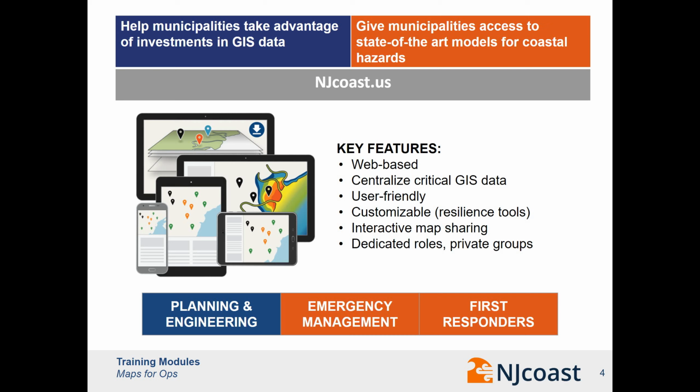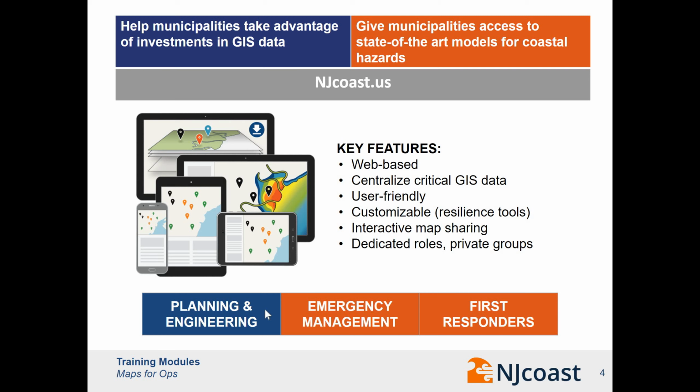NJcoast also has interactive map sharing, which means that anytime that you create a map in the system, you can actually share it with others who are part of your secure groups. And that brings up the last and most important feature. NJcoast has what's called a dedicated role assignment in private groups.